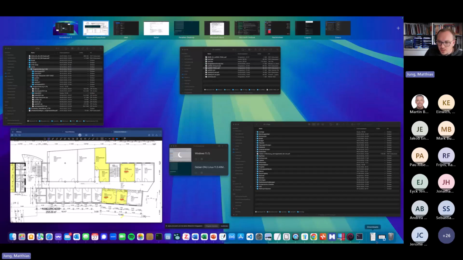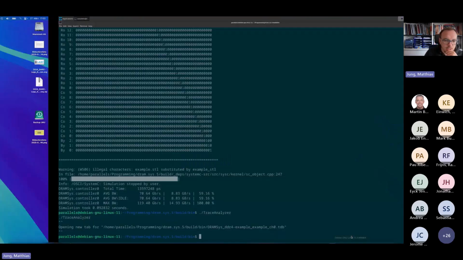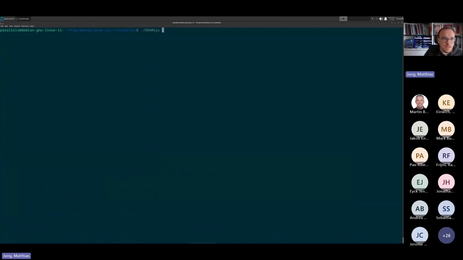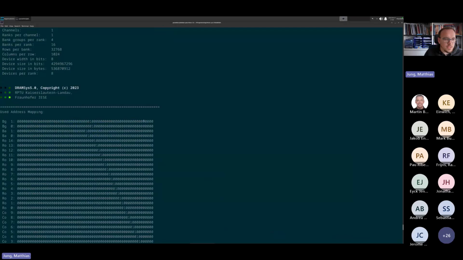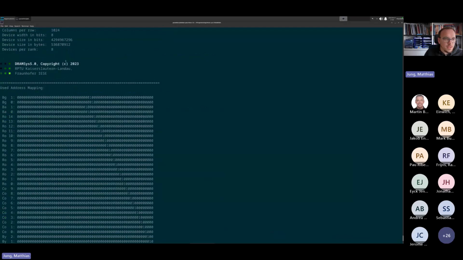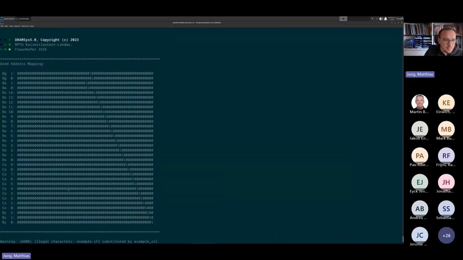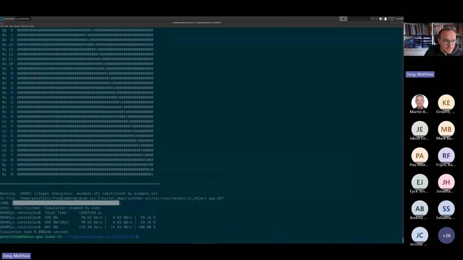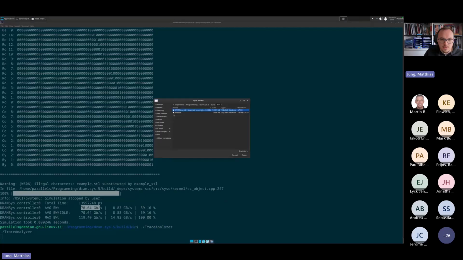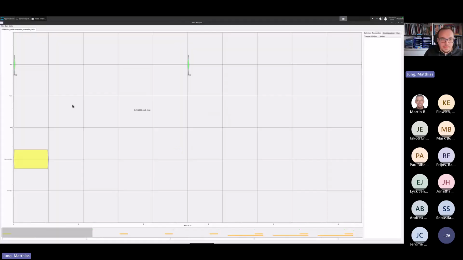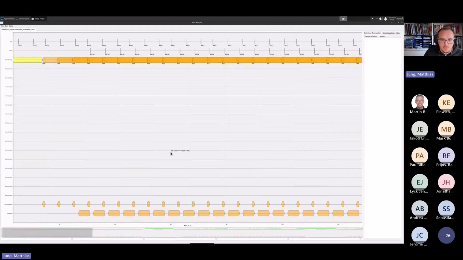So I just look if I have my virtual machine here. So you can just run a DRAMSys simulation. This is now a very simple setup here. In the beginning, you see the address mapping that is used. And then at the end of the simulation, you can also see already some statistics, like the average bandwidth, or the maximum bandwidth that could be achieved. And then you could start the trace analyzer, which is written in Qt. And there you could now see, if you zoom out a bit.